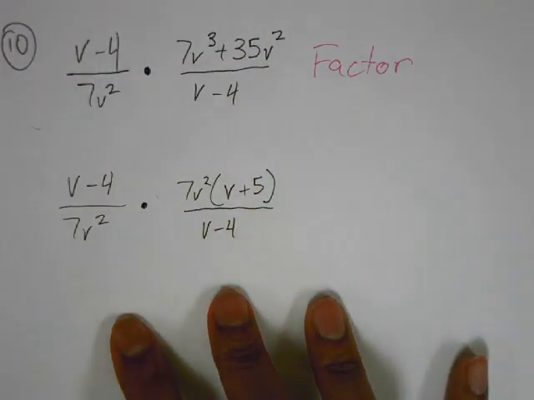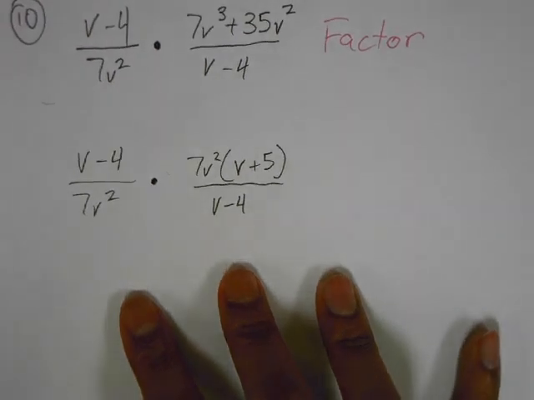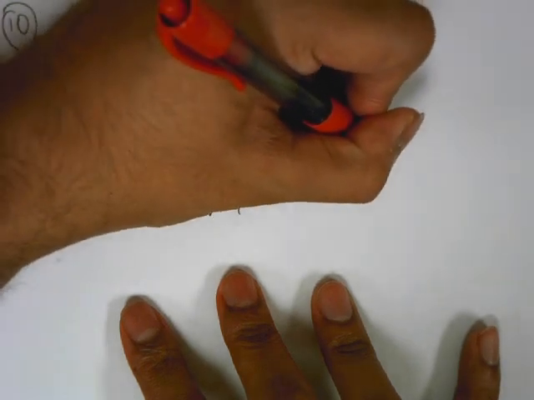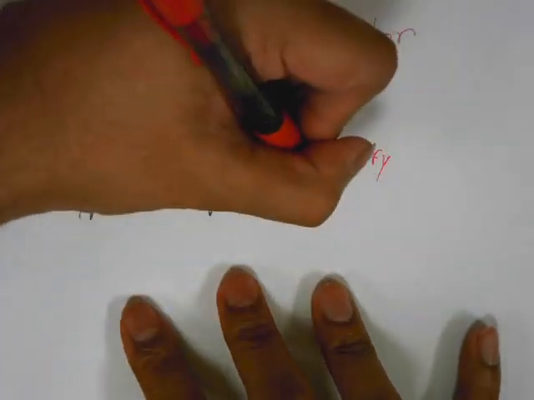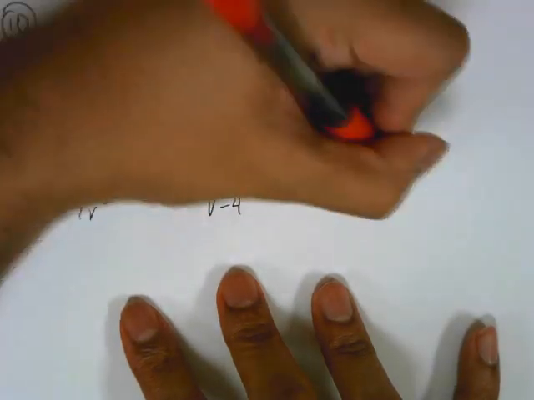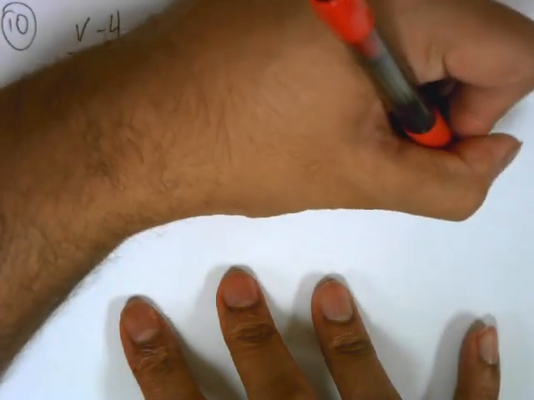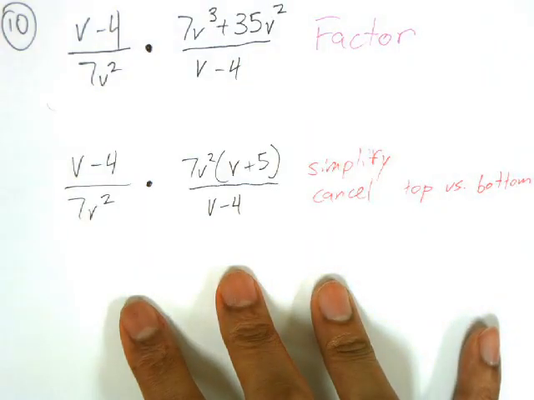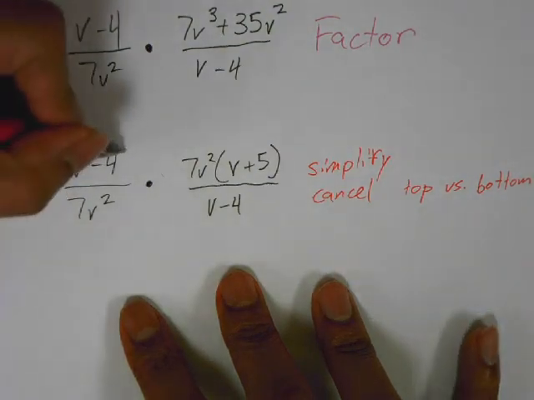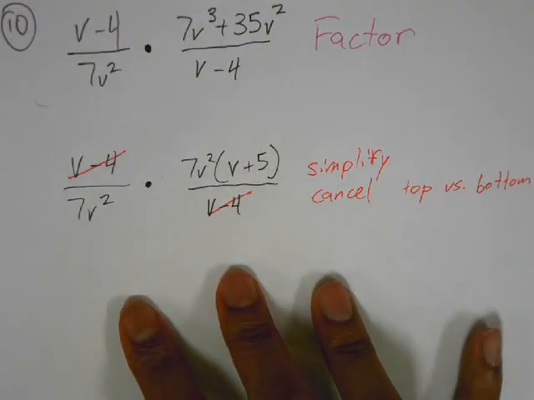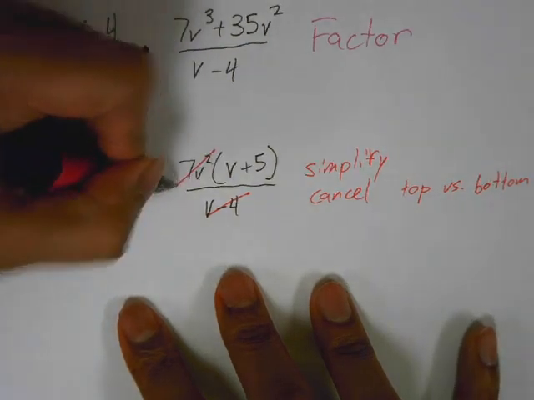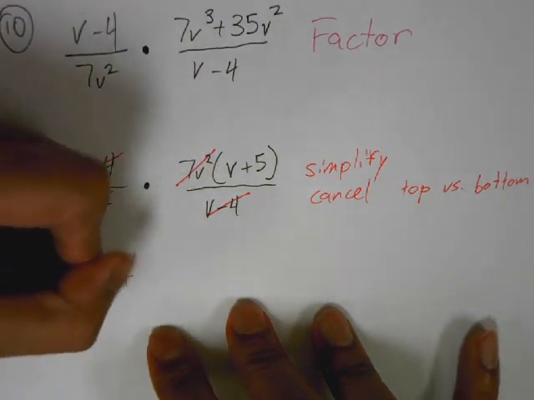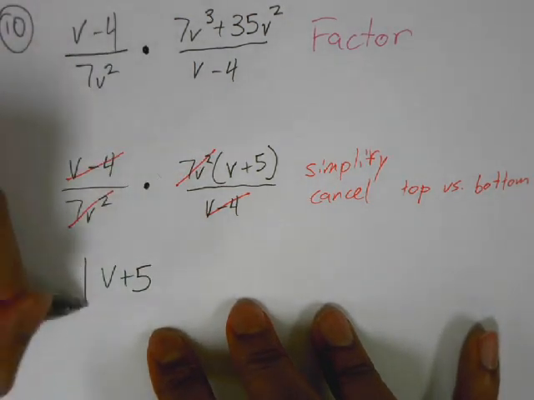Okay? Now, once I've got everything factored out, now we're going to simplify, okay, and we can cancel anything on top versus anything on bottom. Okay, so even across this, we can still cancel out, right? So v minus 4 and v minus 4, those two will cancel out. 7v squared and 7v squared will also cancel out. And then I'm just going to be left with v plus 5 as my final simplified answer.